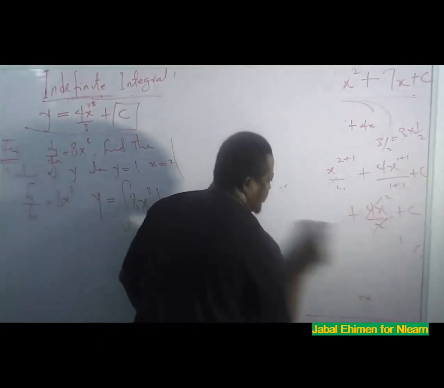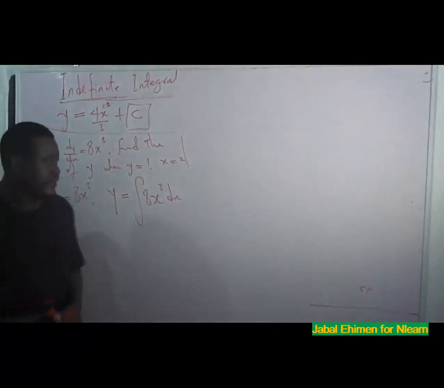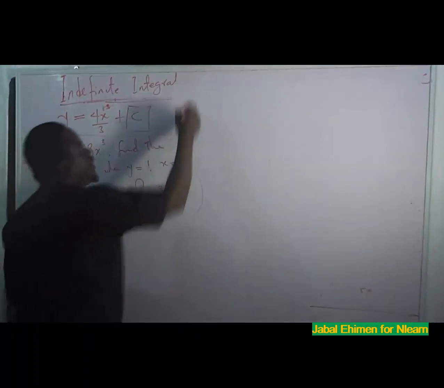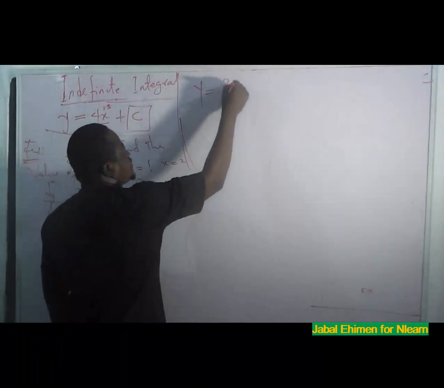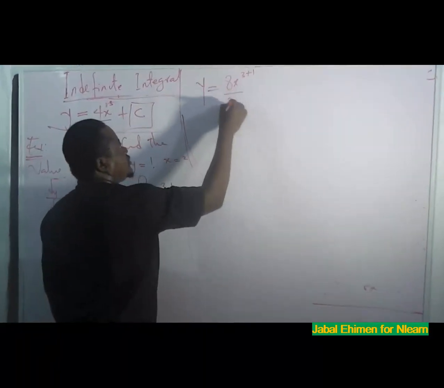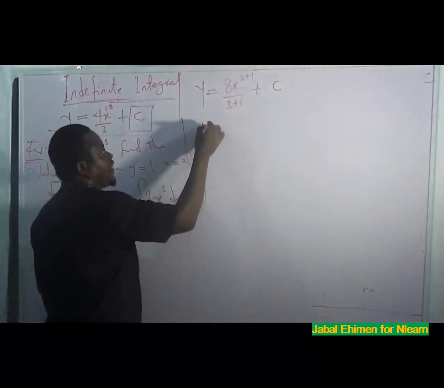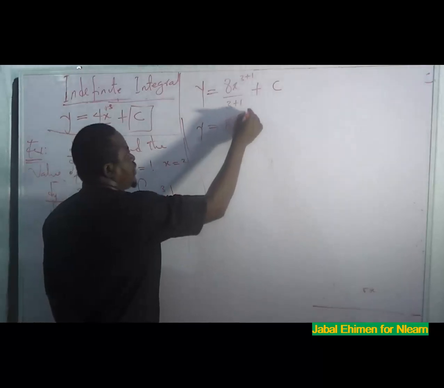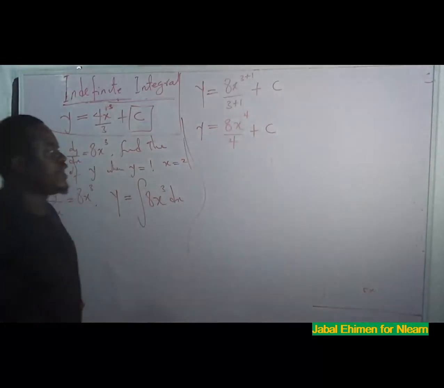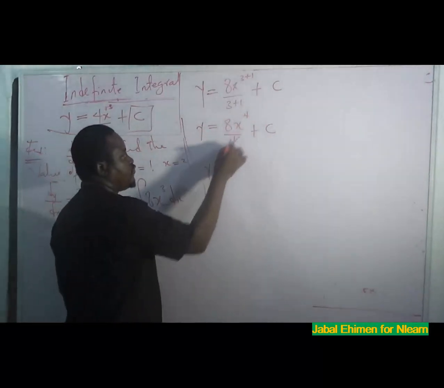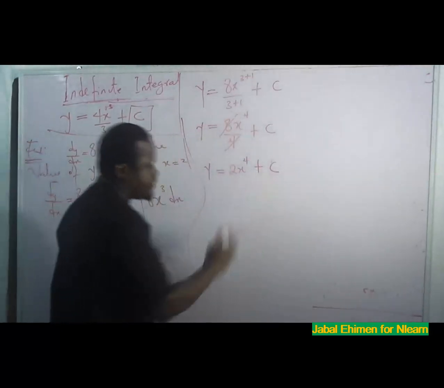By saying that if y is equal to x raised to power n, let's take this. So from here, your value of y will become 8x raised to power 3 plus 1, divided by 3 plus 1. The next value is plus c. That gives me y is equal to 8x raised to the power 4 divided by 4 plus c. After having this, dividing 8 by 4, that becomes 2x raised to the power 4 plus c. I have this as the equation.